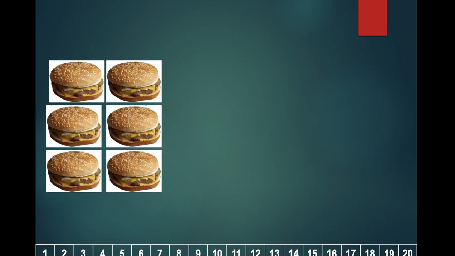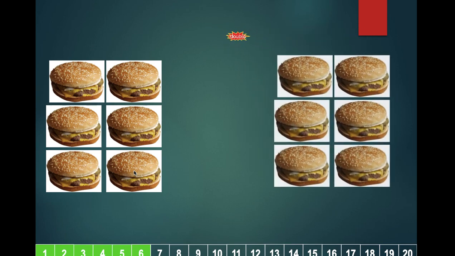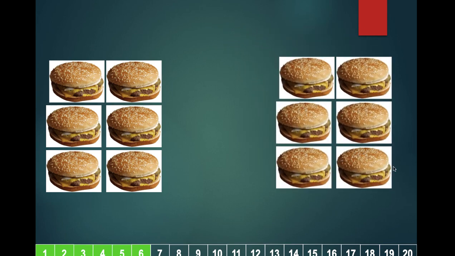Now look at this example. We have how many burgers here? Can you count? 1, 2, 3, 4, 5, 6. When I double this, I got again the same number of burgers extra. You will double means you will get the same number 2 times.